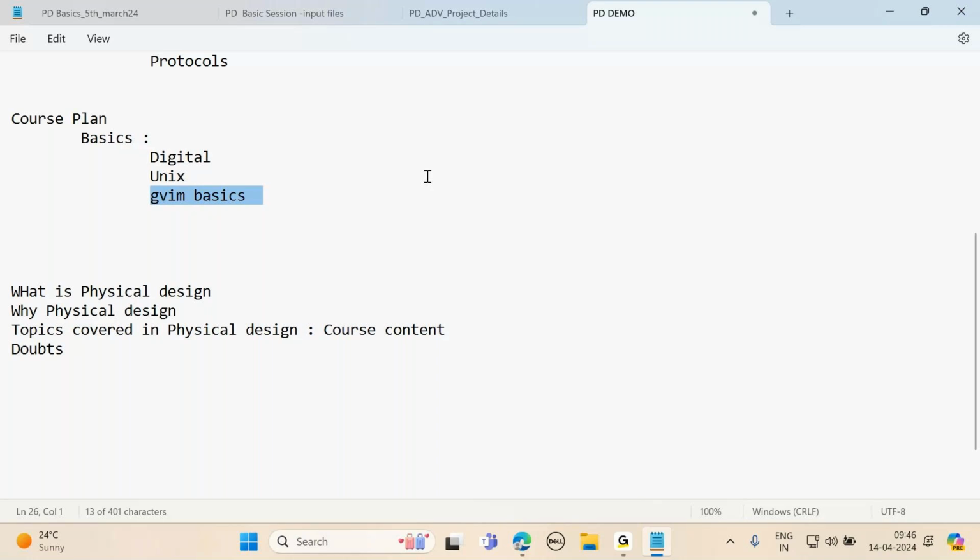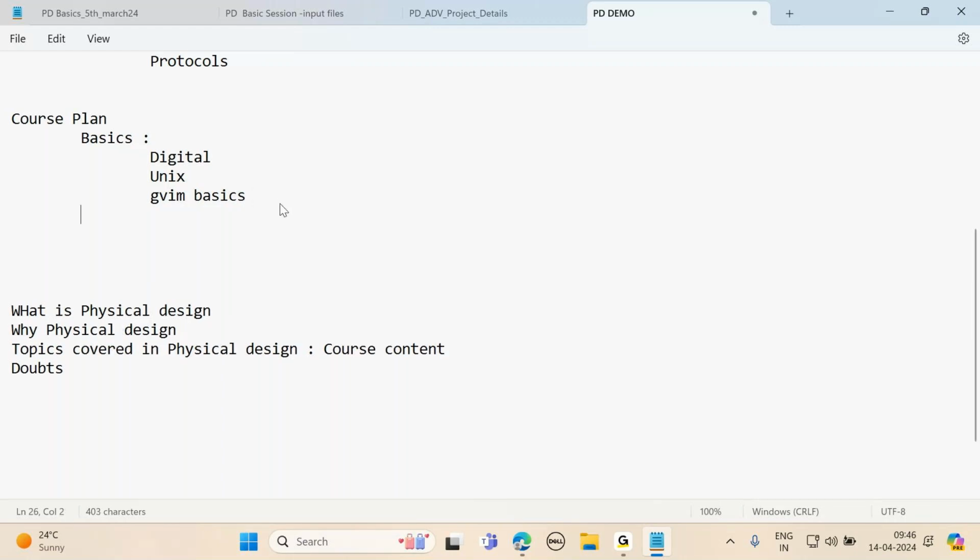Industry uses only this VIM editor. They never use a plain text editor. Right? You should learn this. Then you need CMOS basics.